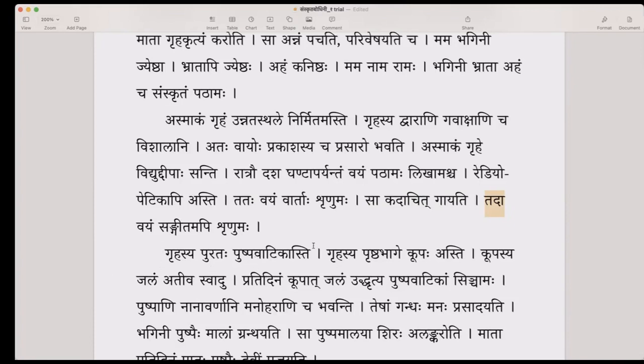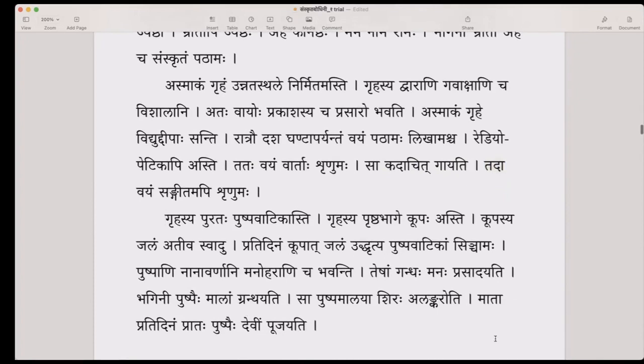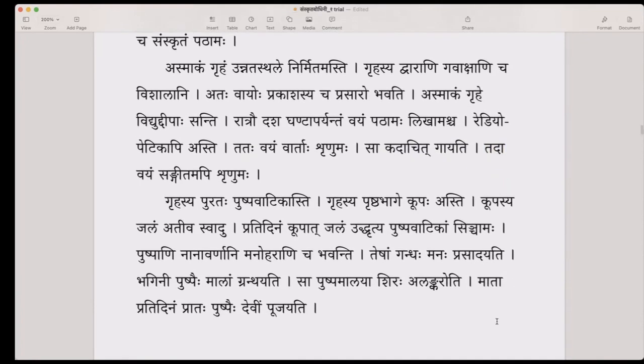Someone else continue. Each sentence with meaning: gruhasya purataha pushpavatika asti, in front of the house there is a flower garden. Gruhasya prishtha bhage koopah asti, at the back of the house is a well. Prishtha bhage means the back section of the house.